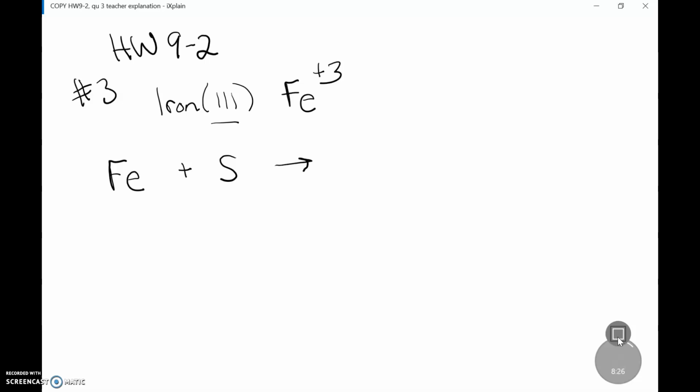So a reminder that sulfur's charge is -2. So when we crisscross these, we end up with the formula Fe2S3. Once you balance this, you should end up with the coefficients 2, 3, and 1. So here is our balanced chemical equation for this reaction.